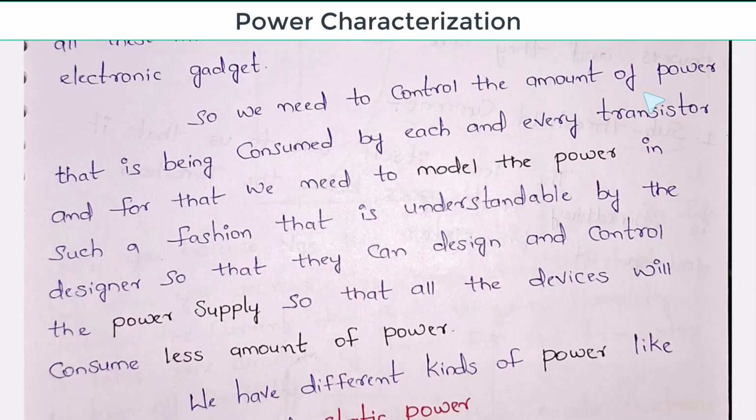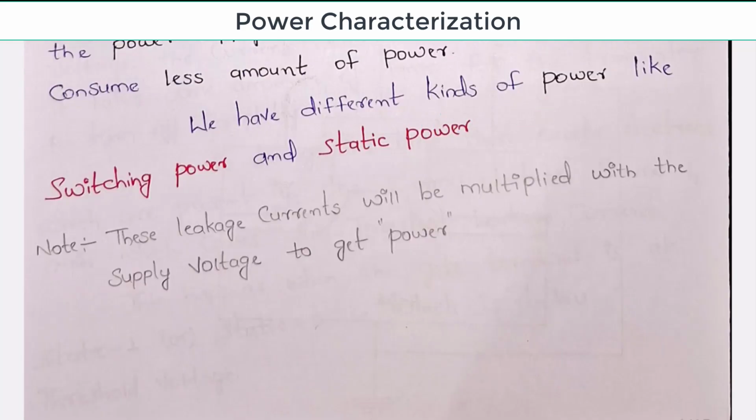So we need to control the amount of power that is being consumed by each and every transistor, and for that we need to model the power in such a fashion that is understandable by the designer, so that they can design and control the power supply so that all the devices will consume less power. We have different kinds of power like static power and dynamic power. Switching power comes under dynamic power. Let us see all these things in more detail.